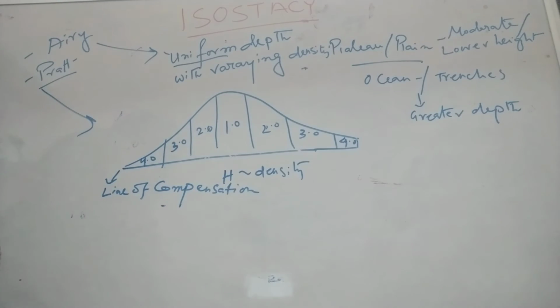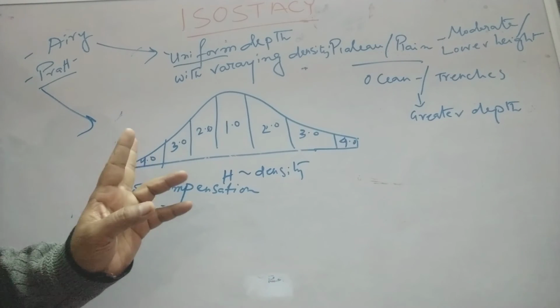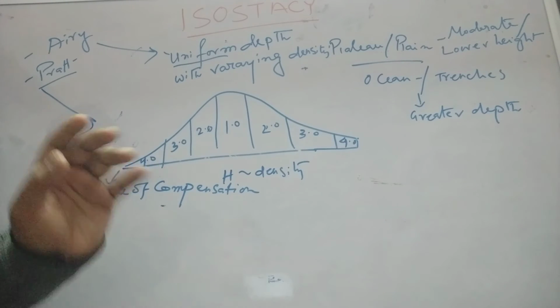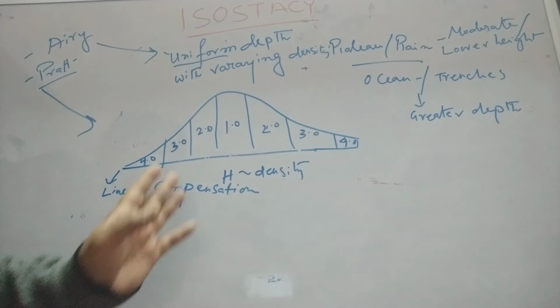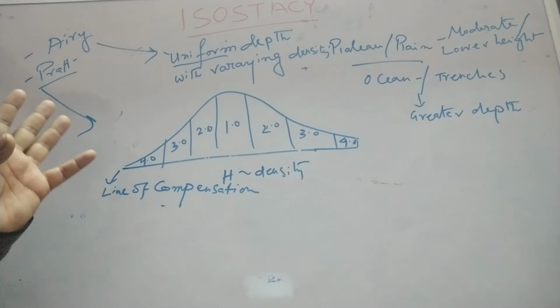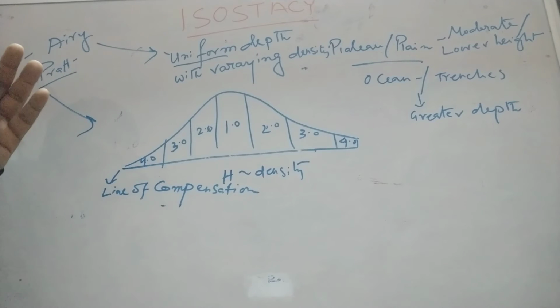To prove his concept, he took some metal parts of varying density and the same weight and put them into mercury, and he found that the greater the height, the less its density. In this way, these two geologists gave their concepts and proved the concept of isostasy.